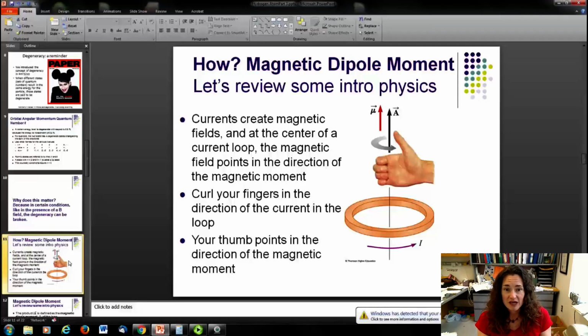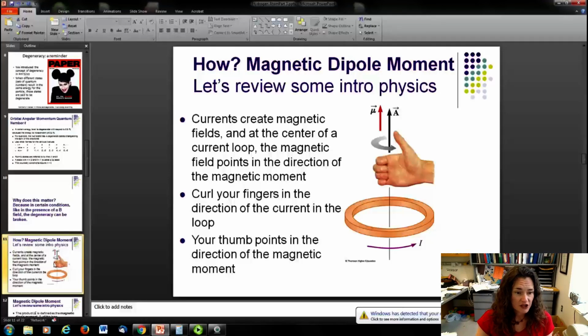So currents create magnetic fields. If you have, say, a circular current loop, at the center of the current loop we define the magnetic moment, which points in the direction that the magnetic field points at the center of the loop. You can figure out what direction this is by using the right-hand rule. You take your right hand, you curl your fingers in the direction that the current is flowing, and then the magnetic dipole moment, or the magnetic field at the center of the loop, will point in the direction of your thumb.